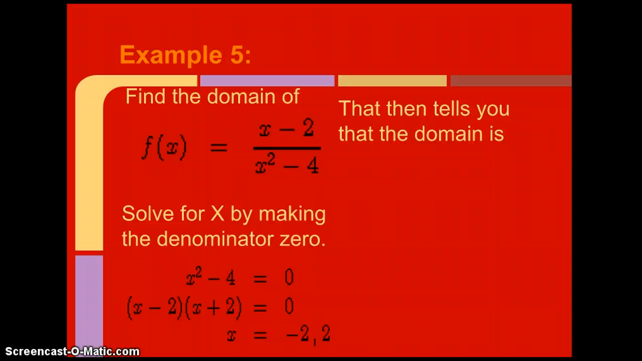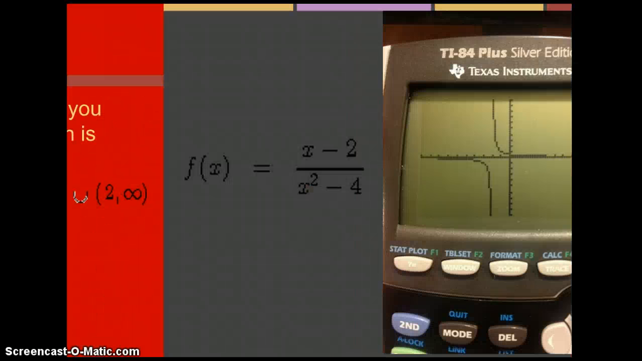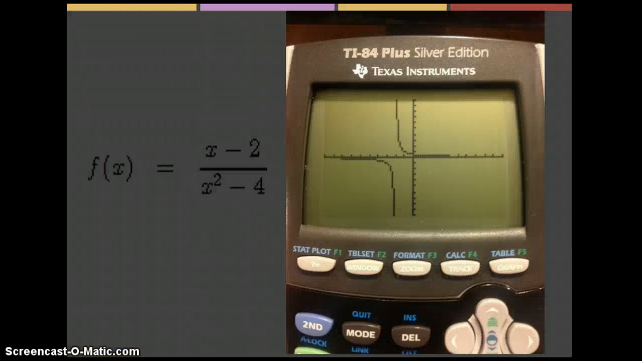This then tells you that the domain of x minus 2 over x squared minus 4 is -infinity to -2 union -2 to 2 union 2 to positive infinity. And then this is just a visual of the function we just worked with.